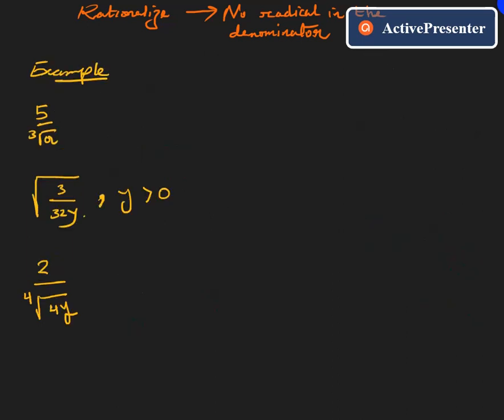Now let's take an example to assess our understanding. The first fraction to rationalize is 5 over the cubic root of a. This is to be rationalized.